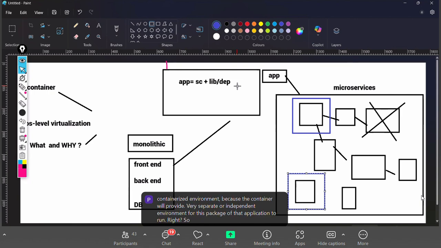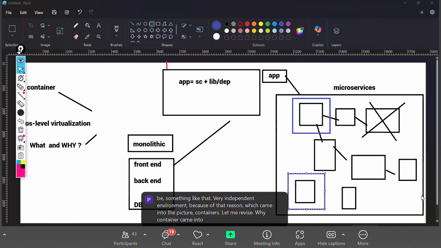So means something like this, right? You have one independent room for yourself. Now feel what it will be like, something like that. Very independent environment. Because of that reason, what came into the picture? Containers. Let me revise. Why did containers come into the picture?